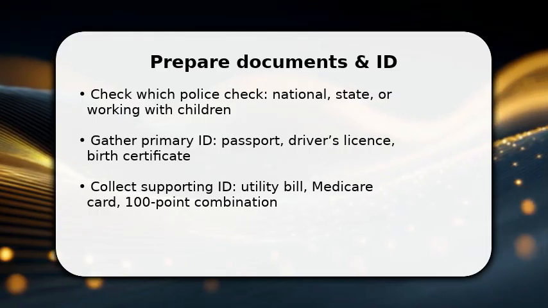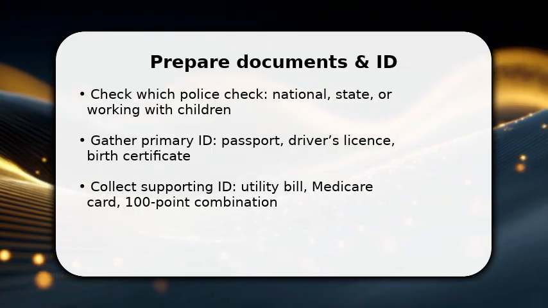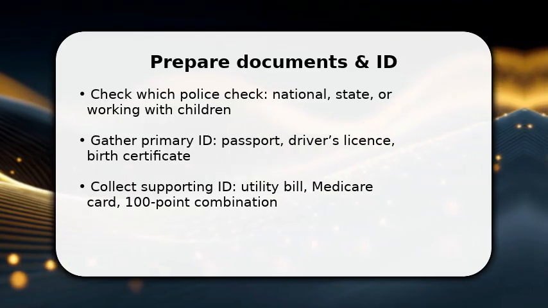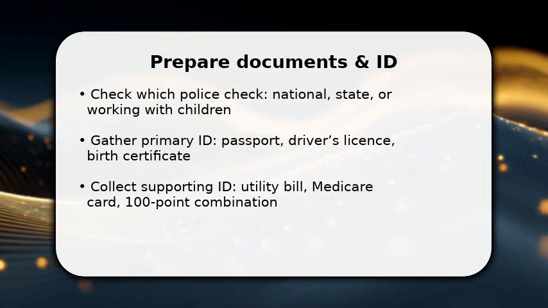You start by confirming which police check you need and why. That determines the form and processing path. Have your primary ID ready, passport or driver's license, and assemble supporting documents to meet the 100-point ID rule.